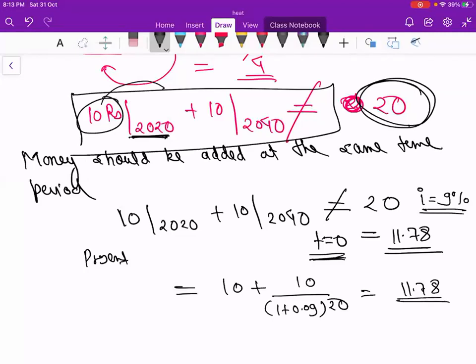Everyone got this? Yes or no? Did you understand or not? Say something, yes or no. No sir. What is your doubt? What is your name? Chandana.